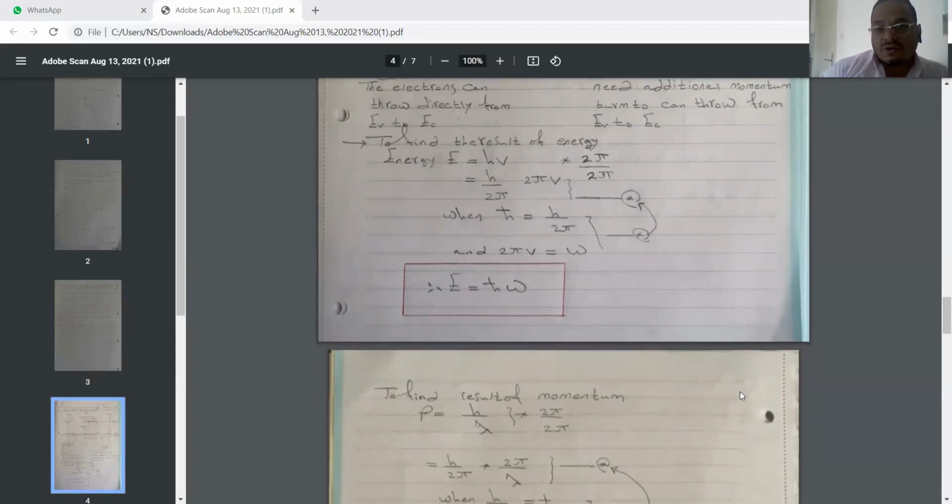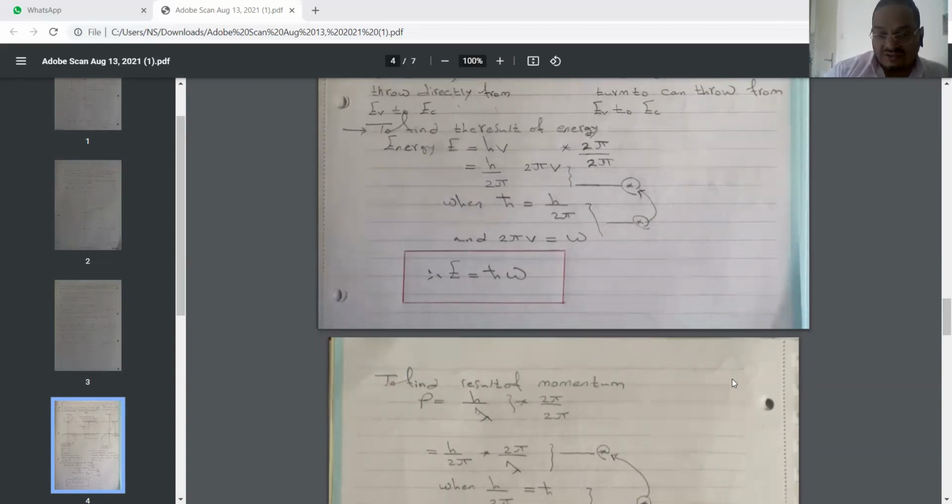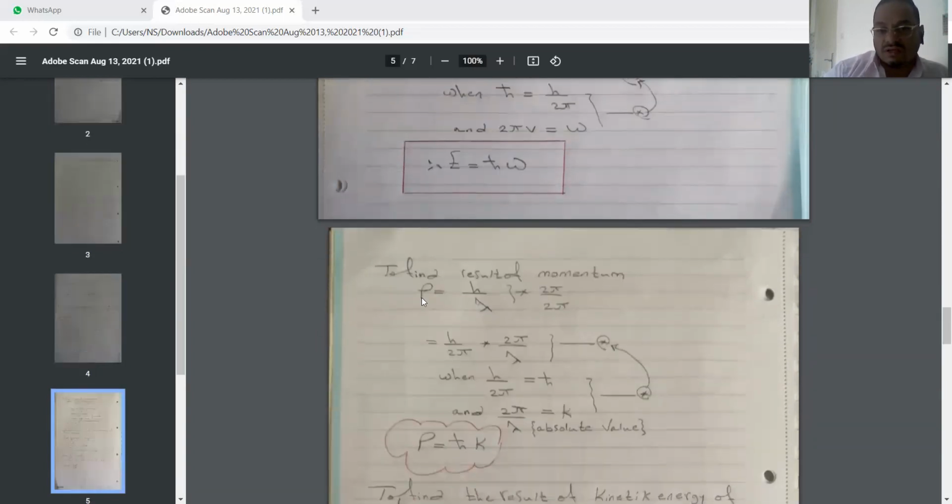Now, let's find the last result for momentum. Momentum, like we know, p equals h divided by λ, the wavelength, dot 2π divided by 2π. I will use the same trick, and we know 2π divided by 2π equals 1. That doesn't change anything in the math equation.